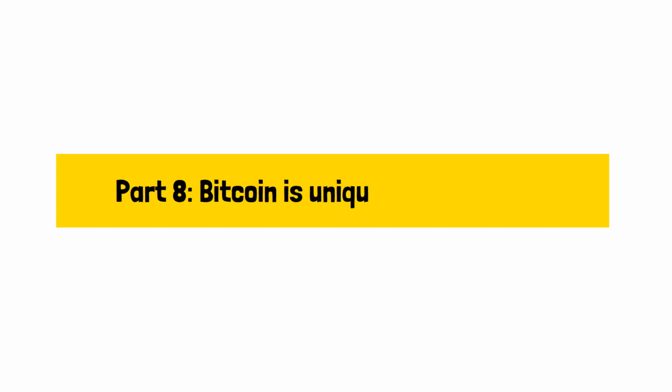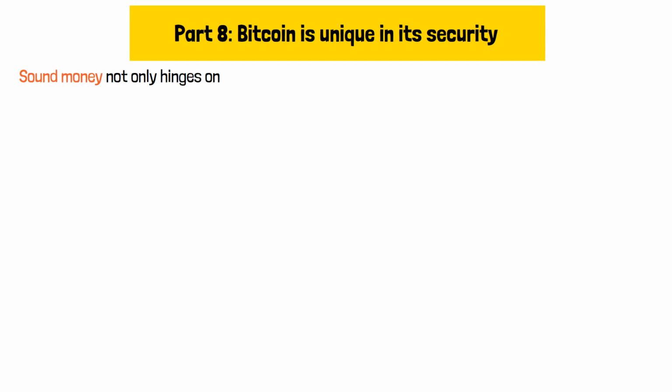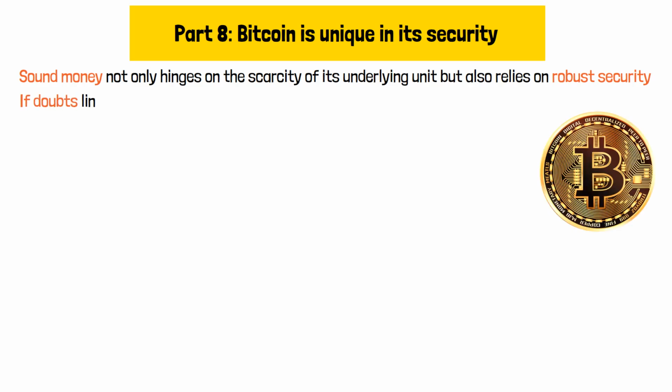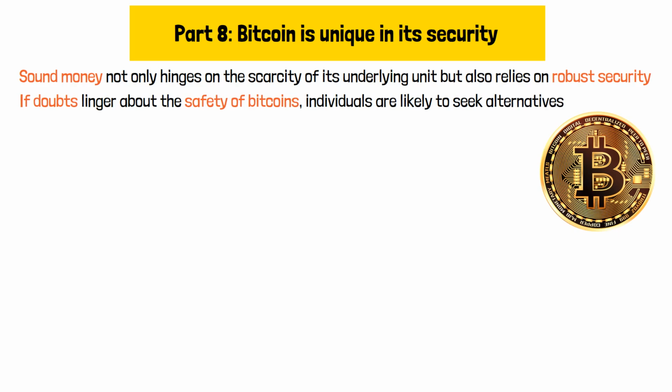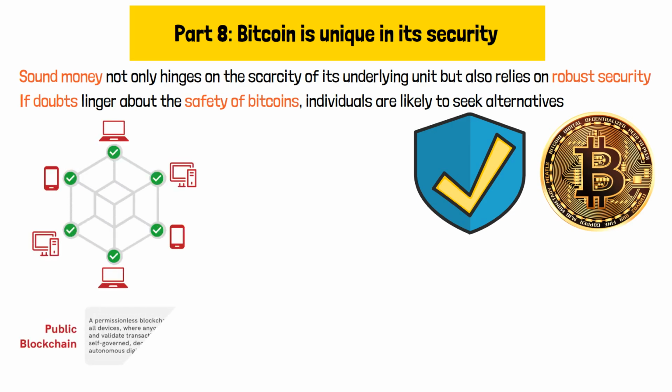Part 8. Bitcoin is unique in its security. Sound money not only hinges on the scarcity of its underlying unit, but also relies on robust security. If doubts linger about the safety of Bitcoins, individuals are likely to seek alternatives. Fortunately, Bitcoin boasts exceptional security thanks to its innovative use of the public blockchain ledger.